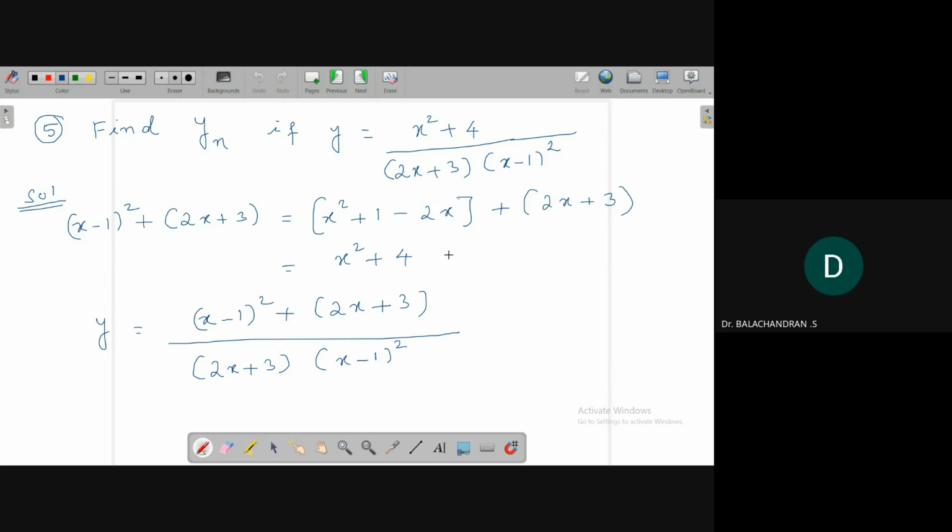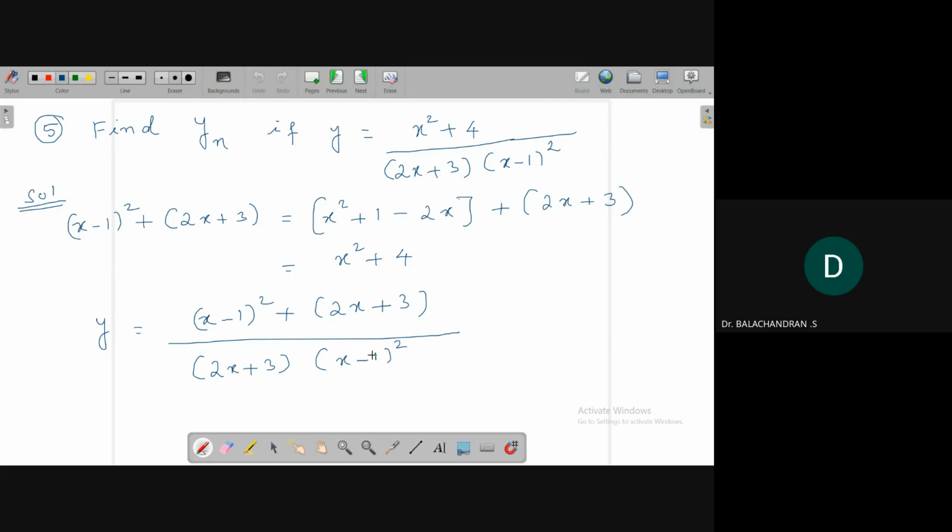So instead of x square plus 4, that is instead of the numerator, you can write (x minus 1) whole square plus 2x plus 3. So that's why y is equal to, instead of x square plus 4, I wrote here (x minus 1) whole square plus 2x plus 3 divided by the same denominator, (2x plus 3) into (x minus 1) whole square. So now you can split like this.